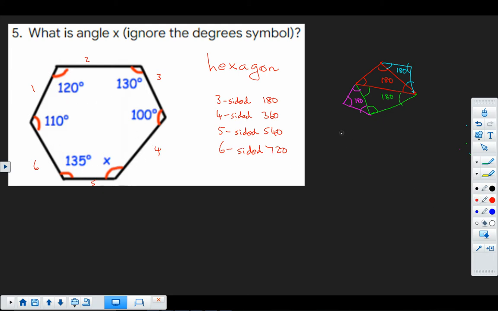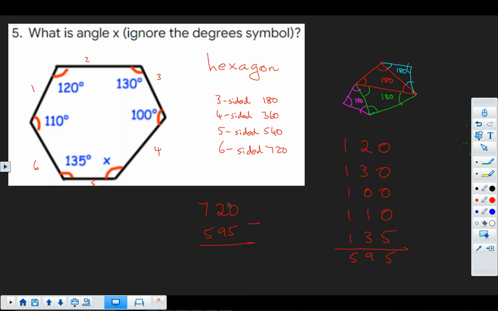So let's see what I've got here. Got quite a bit of adding up to do. 120, 130, 100, 110, 135 is 595. So whatever's left is going to be 720 take away 595.